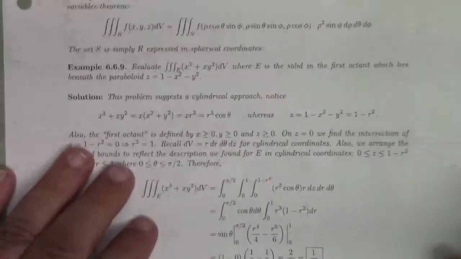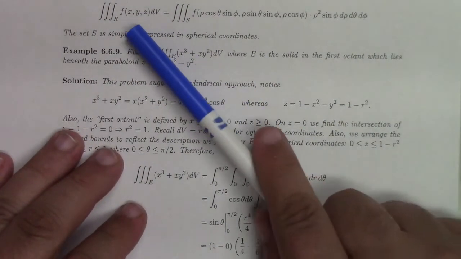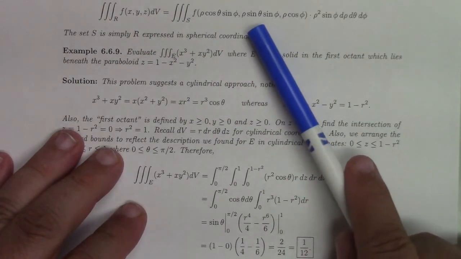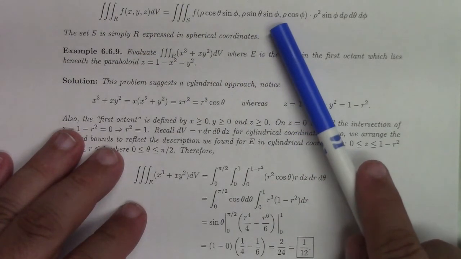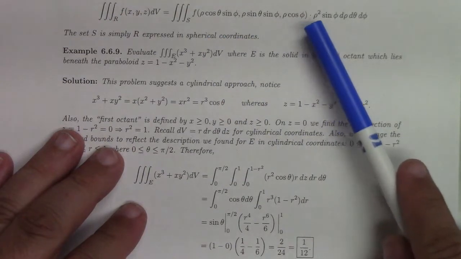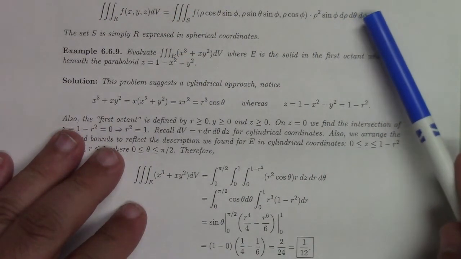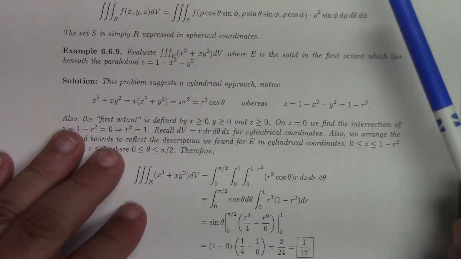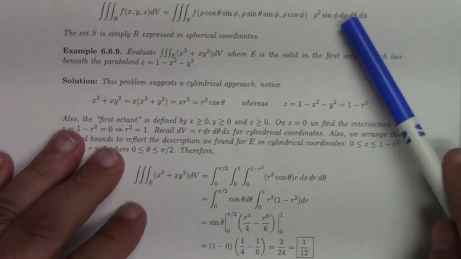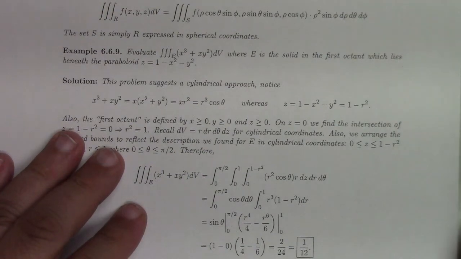Spherical change of variables, in contrast, you trade out x for rho cosine theta sine phi, and you trade out y for rho sine phi sine theta. You trade out z for rho cosine phi, and your dV is rho squared sine phi dφ dθ dρ. I mean, these go in order as appropriate.